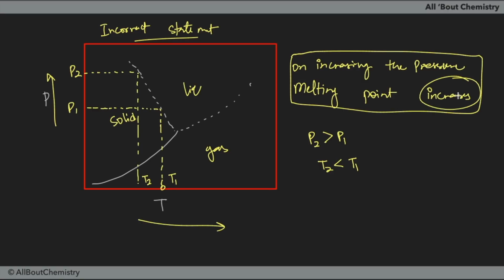Okay, but in one of the statements it was increased, in the other statement it was decreased. So the statement where it was said that on increasing pressure melting point increases, that is the incorrect statement, and that will be your answer for this question.